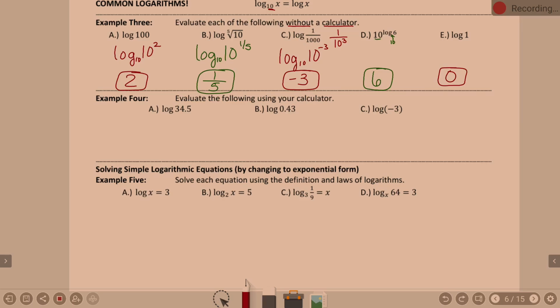Okay, the next section, the section you've been waiting for. Will you have a section like this in homework? I hope so. You will. Evaluate the following using your calculator.